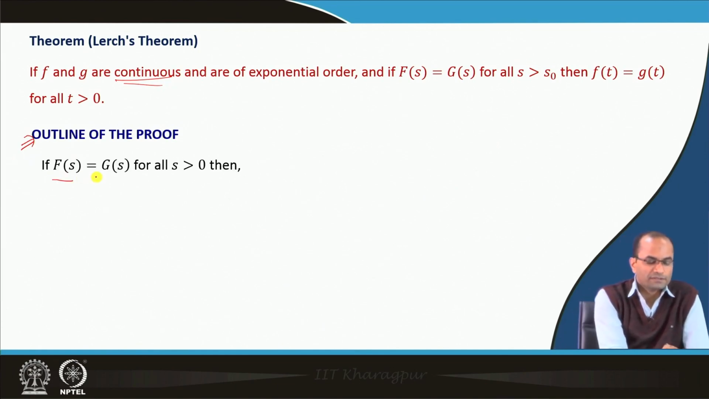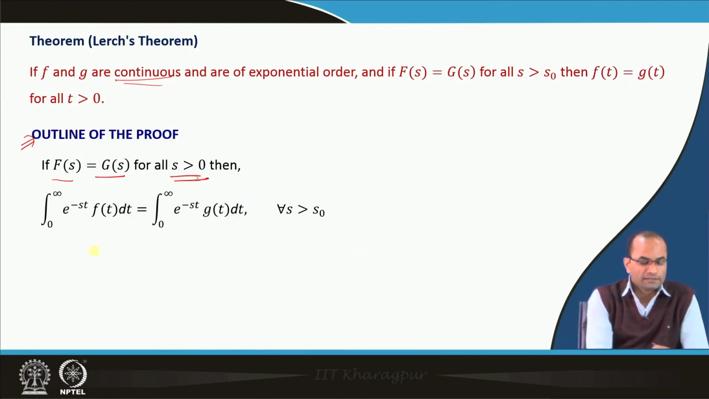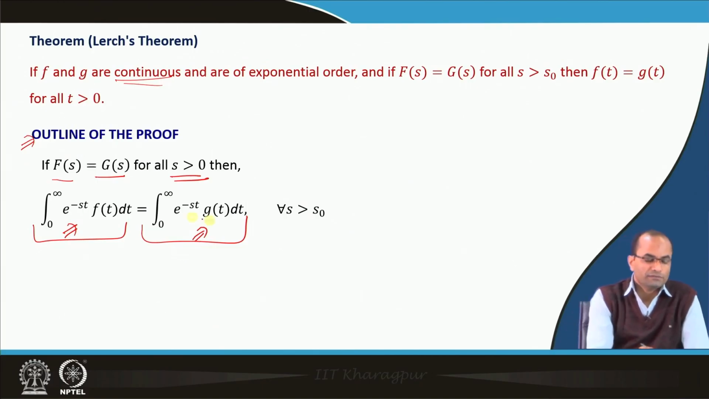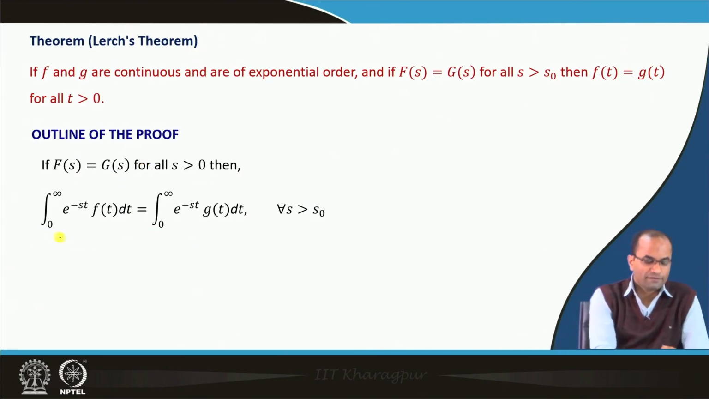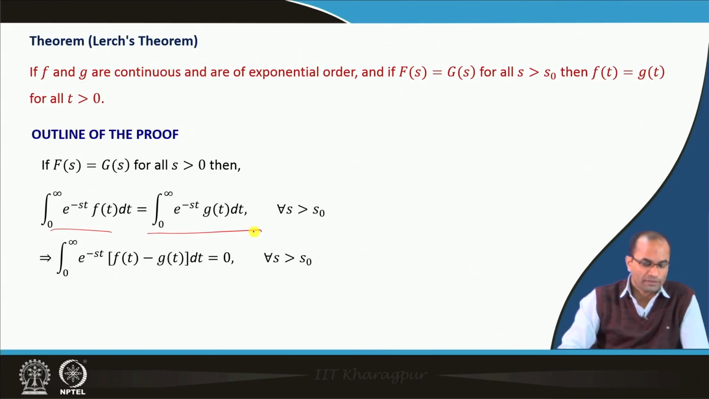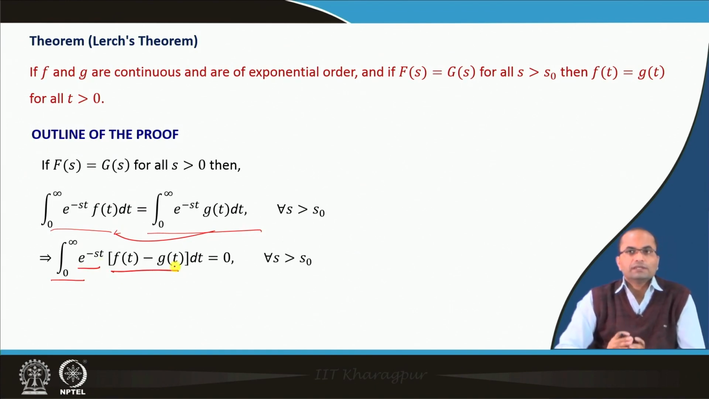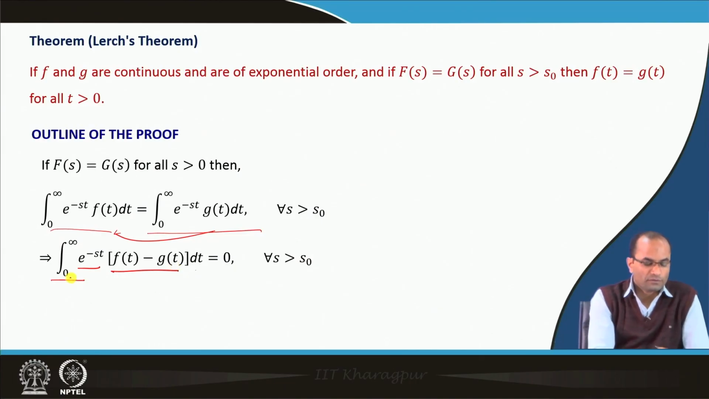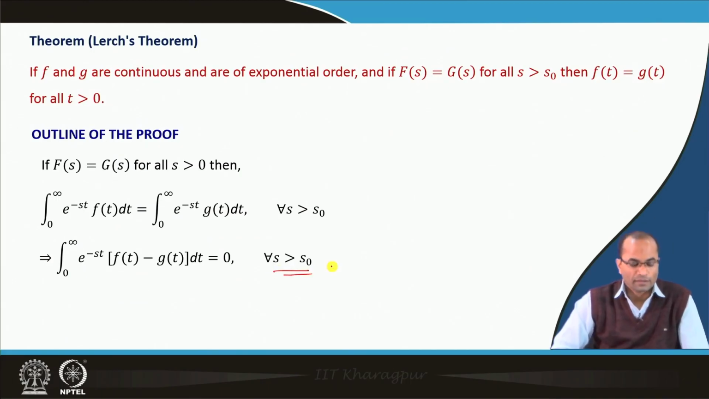So, suppose F(s) is equal to G(s) for all s greater than s naught. In that case, we have these two integrals equal, because this is the Laplace transform of f(t) and here we have the Laplace transform of g(t), denoted by F(s) and G(s) respectively. Having this equality, we can bring everything to the left hand side. Then we have the integral of e to the power minus s t times f(t) minus g(t), integrated over t from 0 to infinity, and that is equal to 0 for all s greater than s naught.